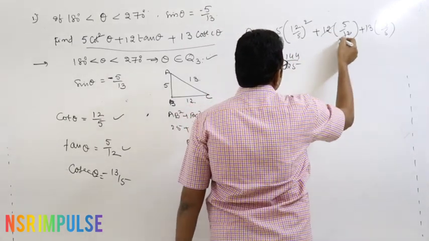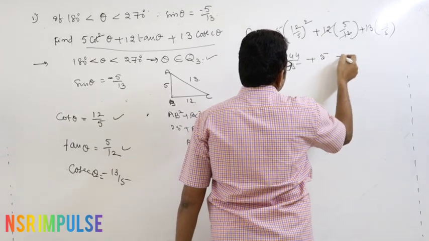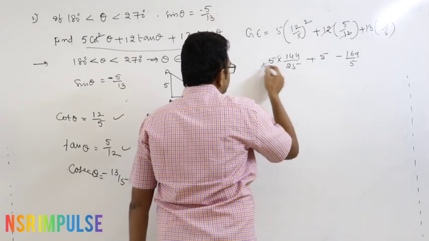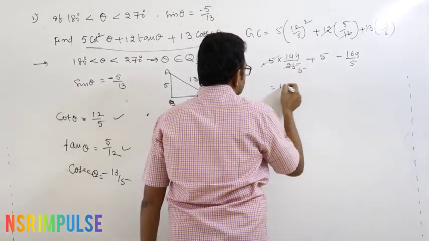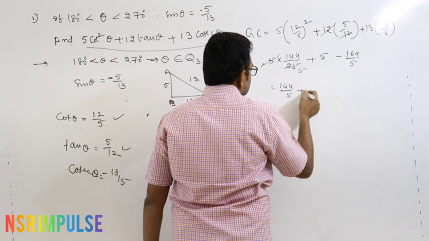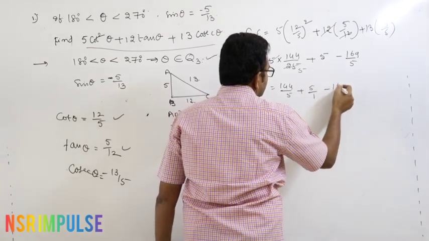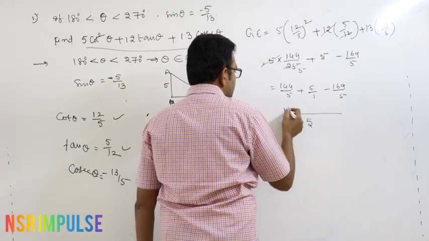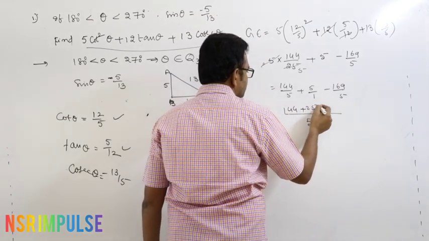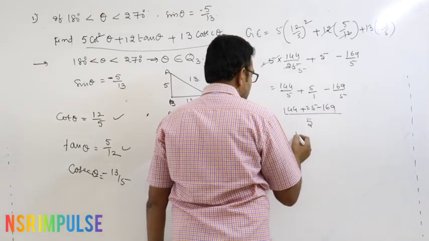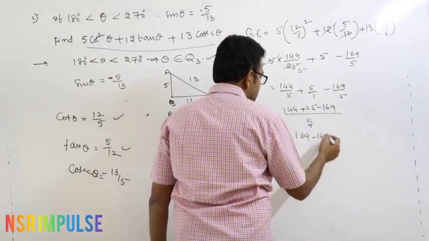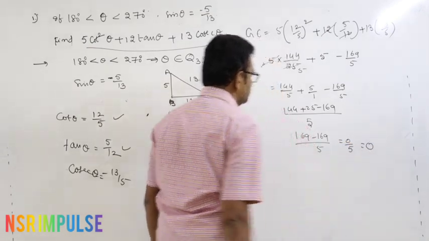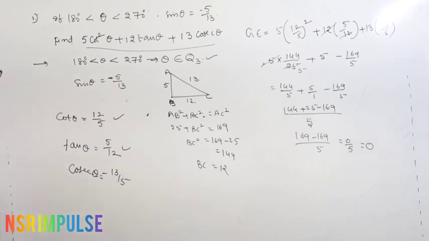Next, 12 gets cancelled, plus 5, minus 169 by 5. Here 5 cancels, that is 144 by 5 plus 5, which is 5 by 1, minus 169 by 5. So 5 is the LCM: 144 plus 25 minus 169, that is 169 minus 169 by 5, which is 0 by 5, which is 0. The value is 0.